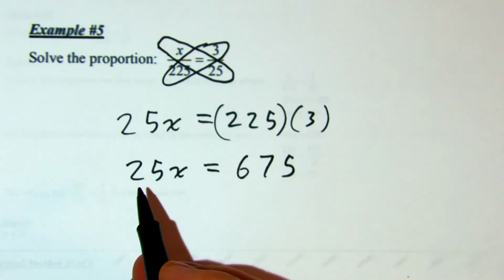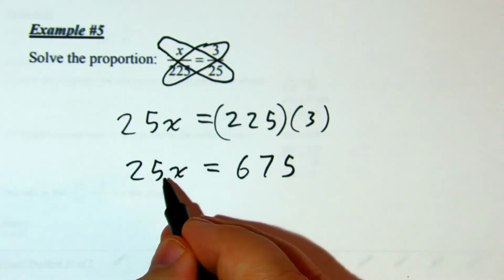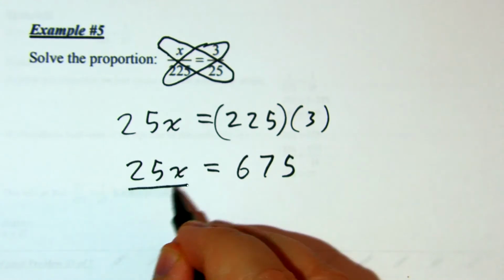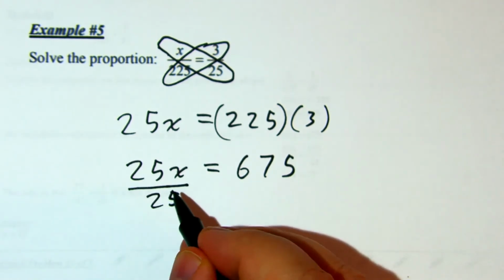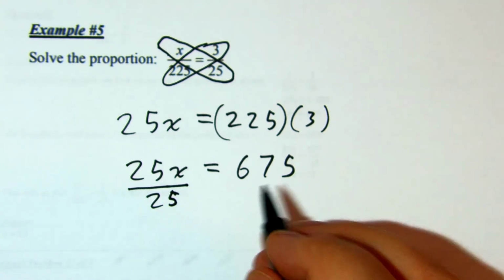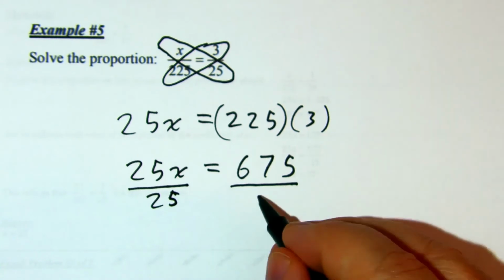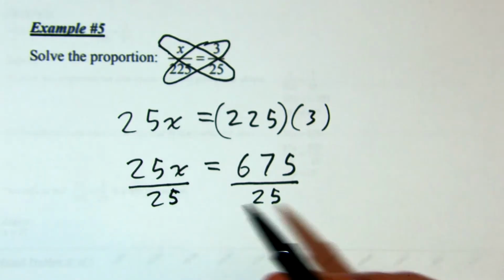Mathematically, you do that by doing the opposite. Since they're multiplying x by 25, I'm going to divide by 25. And we can show that using the fraction bar. Remember, a fraction bar implies division. But if this is an equation, whatever I do to one side, I have to do the exact same thing to the other side. And here's what we do next.